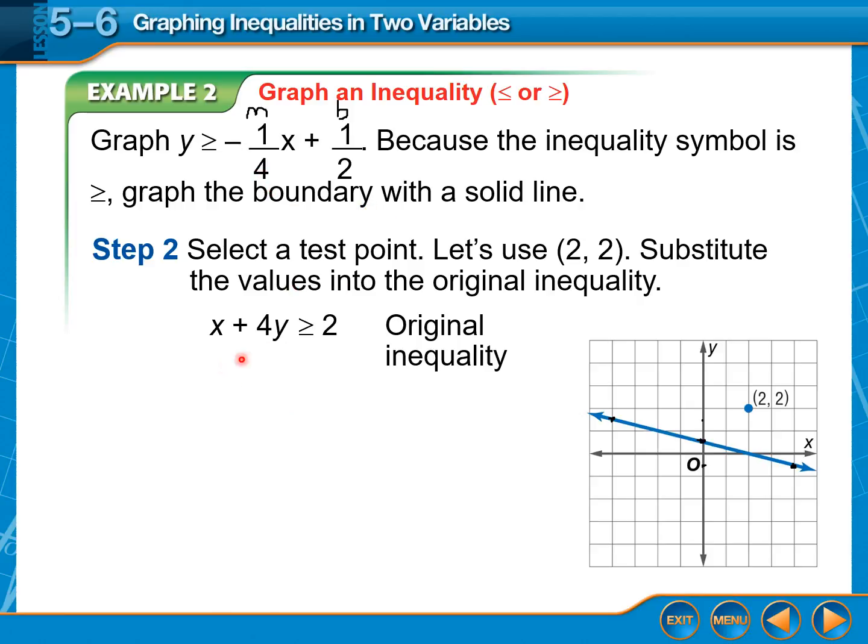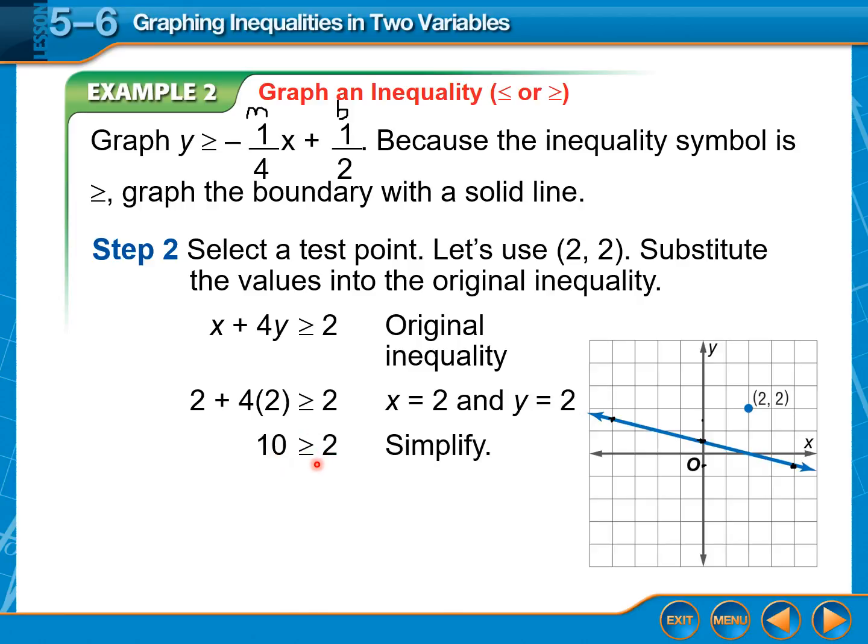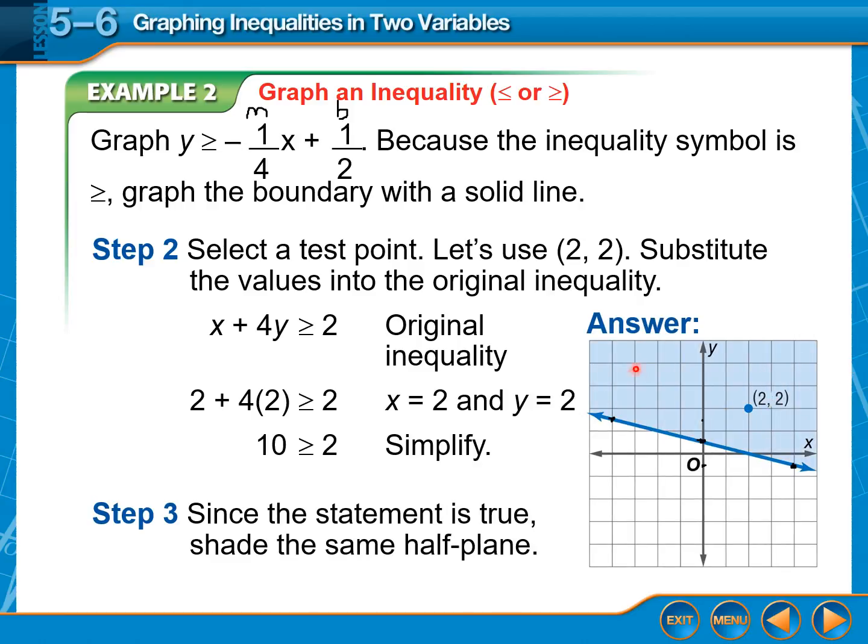So I'm going to use the original inequality, and I'm going to replace x with 2 and y with 2. So 2 plus 4 times 2 is greater than or equal to 2. Well, 4 times 2 is 8. 8 plus 2 is 10. 10 is greater than or equal to 2, which is true, which means the side of the graph containing 2, 2 must be where my true solutions are, so I shade in that half of the graph.